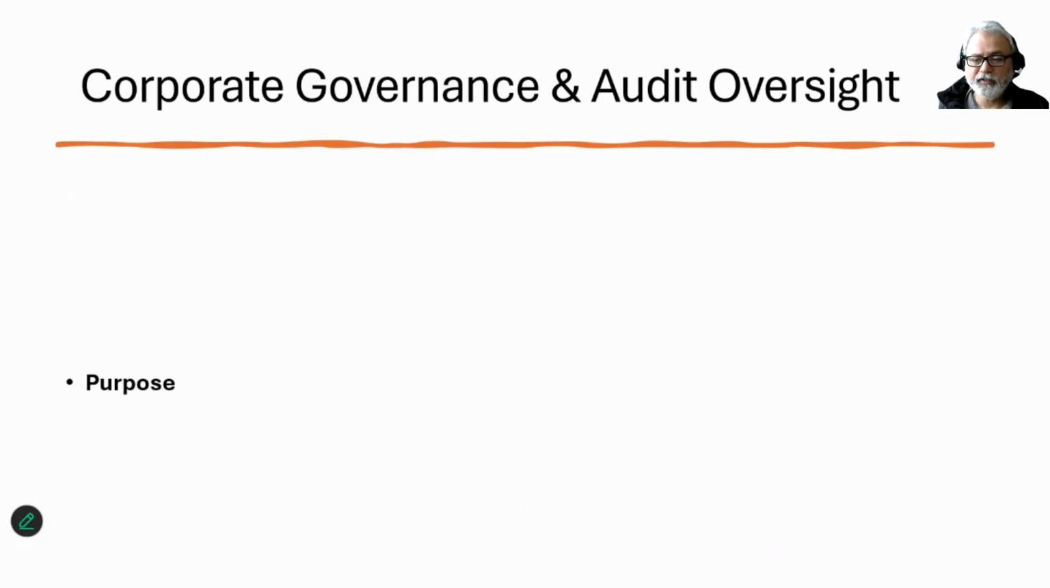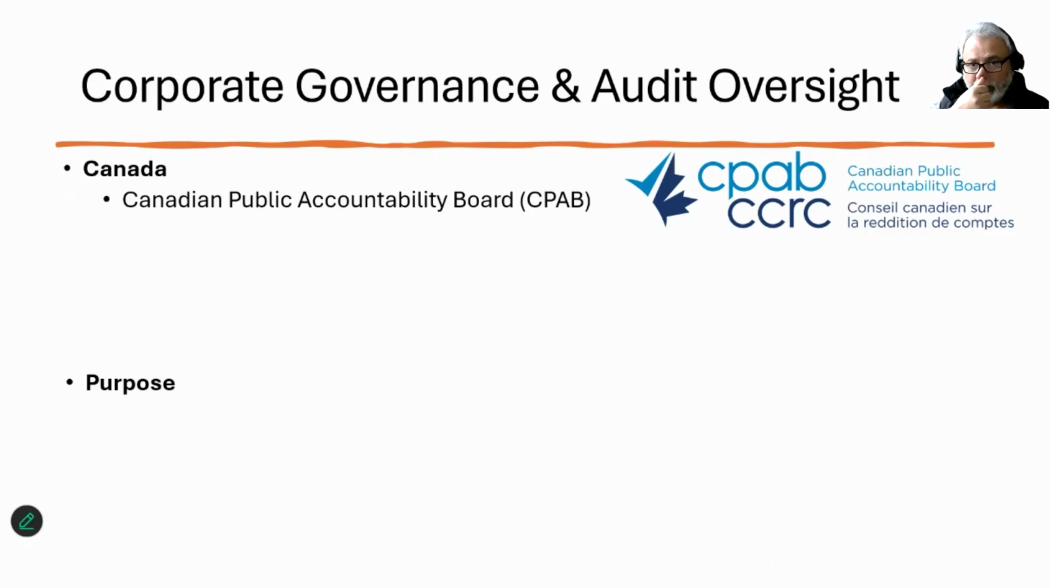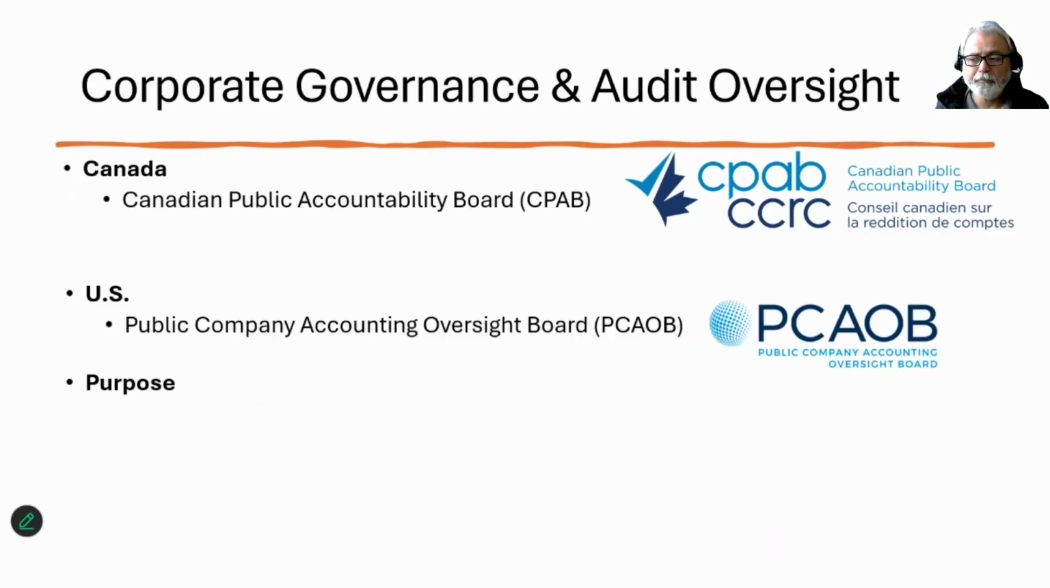Next, let's take a look at corporate governance and audit oversight. In Canada, the body that sets the requirements is CPAB, the Canadian Public Accountability Board. In the US, it's the PCAOB, the Public Company Accounting Oversight Board. Now, both of these organizations exist because investors rely on financial statements that are audited. And if there are audit failures, they would undermine confidence that investors have in capital markets. So one of the primary purposes of the existence of the CPAB or the PCAOB is to ensure audit quality.